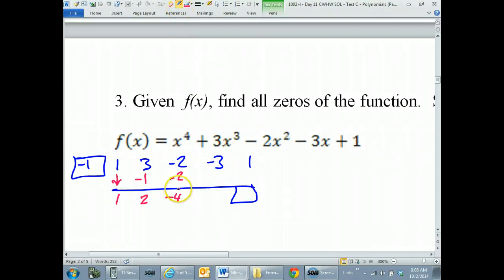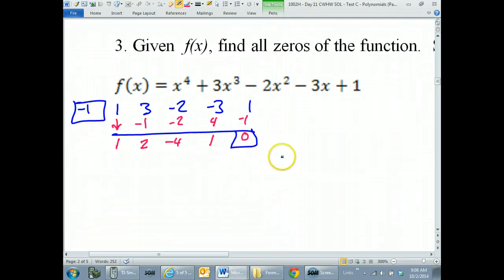Okay, like I said, -4, multiply, +4, +1, -1, 0. Okay, I'm scanning across to see if grouping might work. No, I don't see the pattern that would give me grouping. So I'm going to go ahead and use my other 0 immediately.